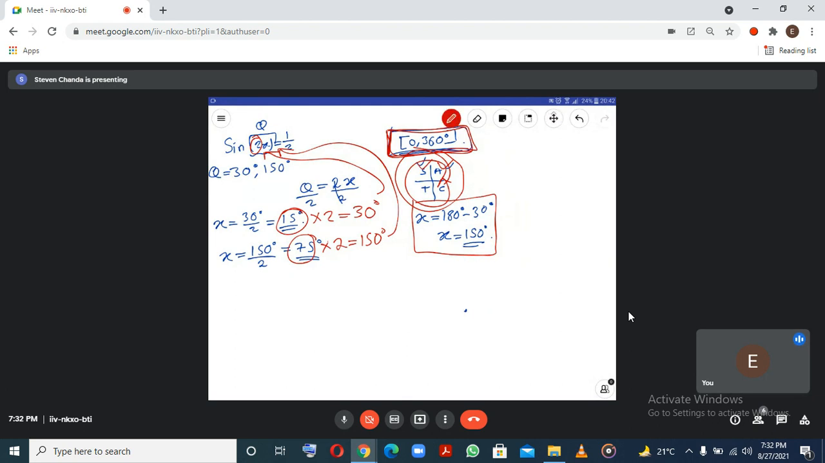So from here, we see that we can still go further and further, and we're still going to find our answer. So what you do is, remember, we found our 2x like that.